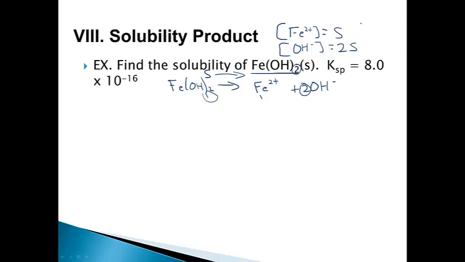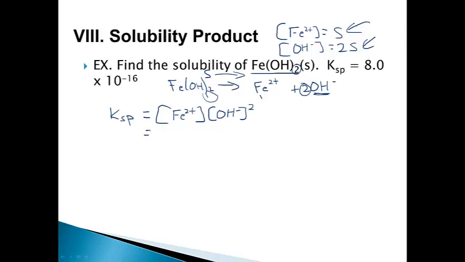Okay, write these things out. This will prevent you from making stupid mistakes. Okay, now, next thing, don't get lazy. If you skip this part, this is where you make mistakes. Okay, so write out the Ksp equation. It's equal to the Fe2+ concentration times the OH- concentration squared. Remember, you never put this coefficient inside. The coefficient becomes an exponent.